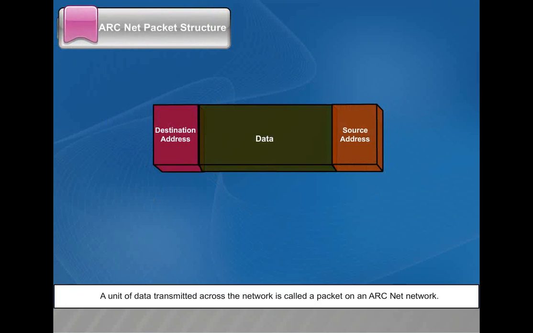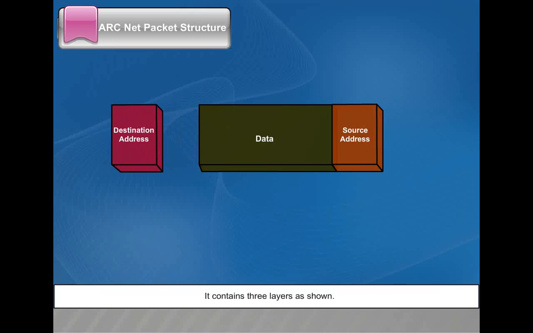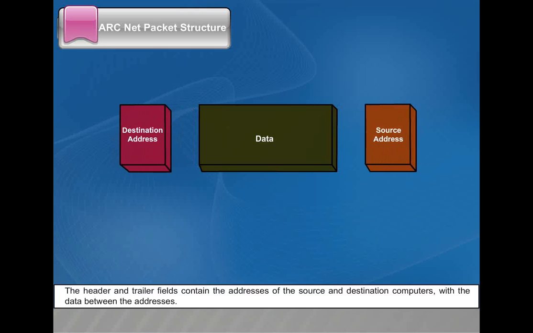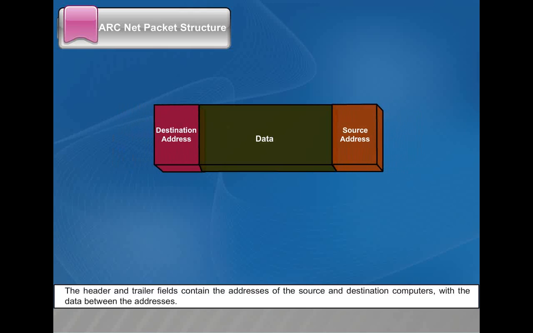ARCNET packet structure. A unit of data transmitted across the network is called a packet on an ARCNET network. It contains 3 layers as shown. The header and trailer fields contain the addresses of the source and destination computers with the data between the addresses.